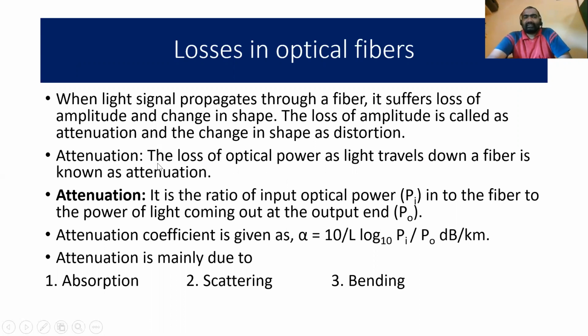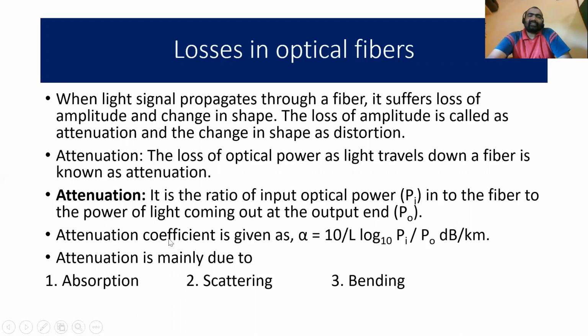Let us define attenuation individually. The loss of optical power as light travels down a fiber is called attenuation. We can define attenuation in another way: it is the ratio of input optical power Pi into the fiber to the output power, which means the power of light coming out at the output end, PO.